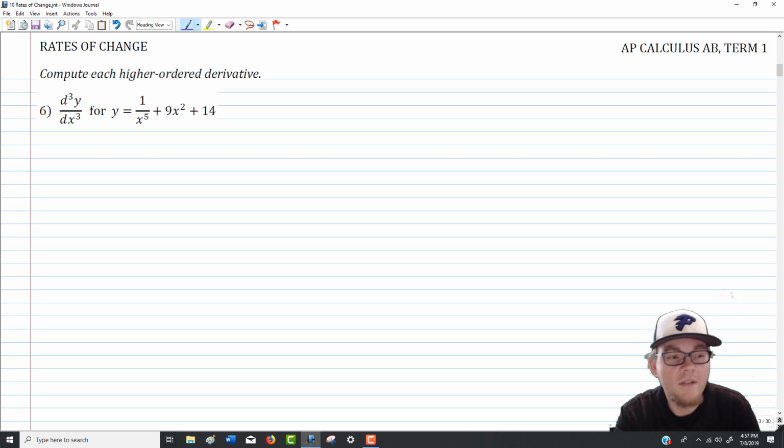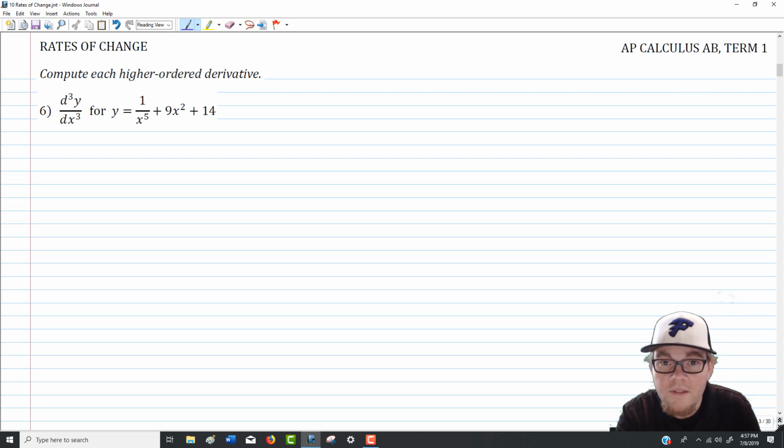Okay, next, we're going to move on to the next section, which asks you to compute each higher order derivative, which means we want you to compute not just the first derivative, or the slope function, but the slope function of the slope function, or maybe even the slope function of the slope function, also known as the third derivative.